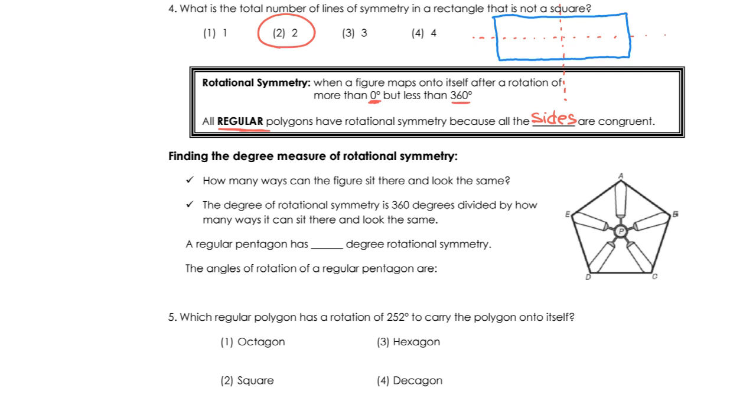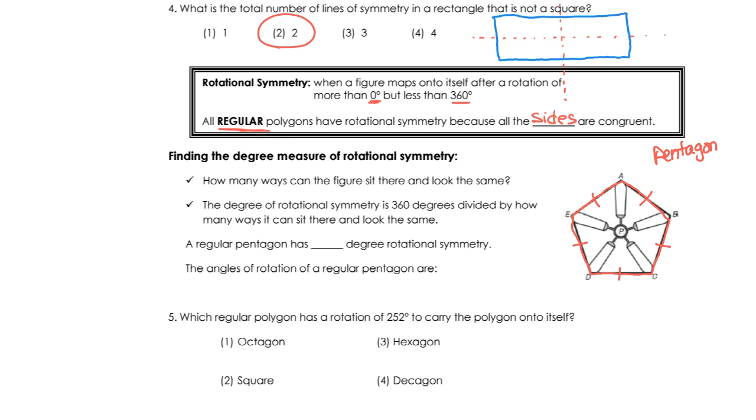We're going to find the degree measure of rotational symmetry of this picture. How many ways can the figure sit there and look the same? Because this looks like a regular 1, 2, 3, 4, 5-sided figure, this is a pentagon. A pentagon has 5 equal sides. So you can turn this picture, and when you put another equal side down here on the bottom, you wouldn't know that I turned the pentagon.